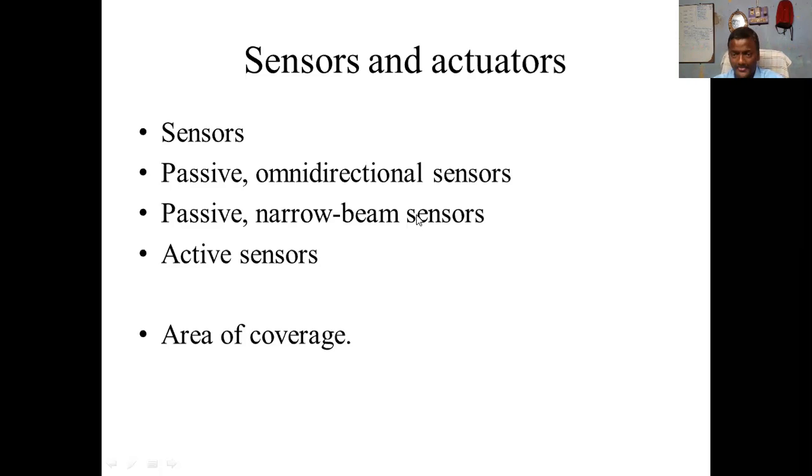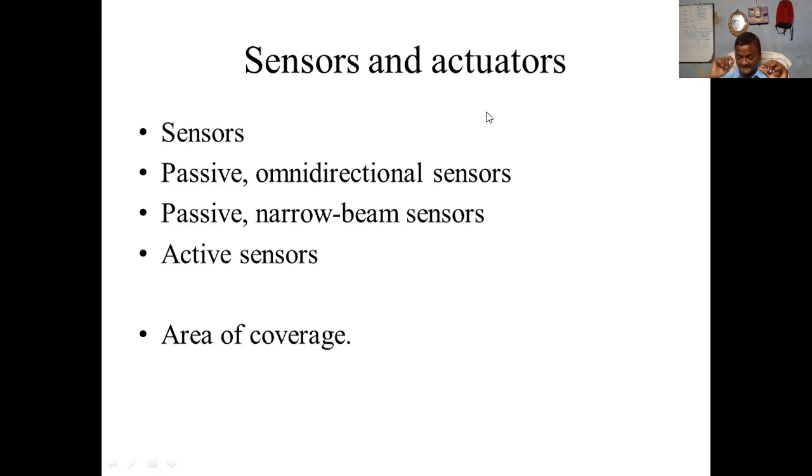Next, the important thing is the area of coverage. What is the area of coverage? Suppose, what is the function of the sensor? A sensor can detect a physical quantity, first of all. So that physical quantity, how much distance? Very near or very far, whatever it may be.